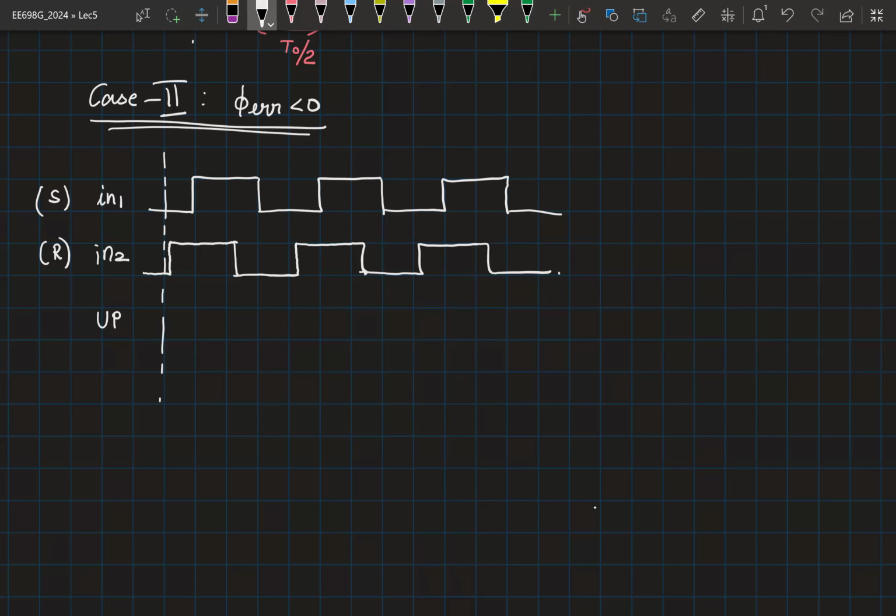Where does the up go high? So S is 0, R is 1. Therefore, up remains at 0. This was equivalent to our Q. Then both of them are 1 now. Therefore, up still remains at 0. Now you have 1, 0, which means up goes high. Now both of them are 0, so it holds the state. Now we have completed one period. So I can simply repeat the waveform.